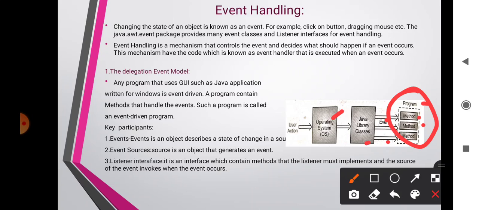First one is the event. An event is an object that describes a state change in the source, and events may be generated as a consequence of the user interacting with a GUI element, like pressing a button, moving the mouse, etc. The second is the event source. A source is an object that generates an event, and in the delegation event model, sources generate an event and send it to one or more listeners. Then third is the listener interface. It is an interface which contains methods that the listener must implement, and the source of the event invokes them when the event occurs.